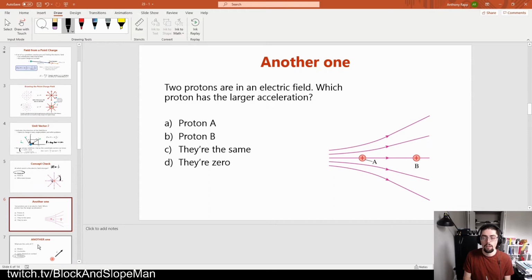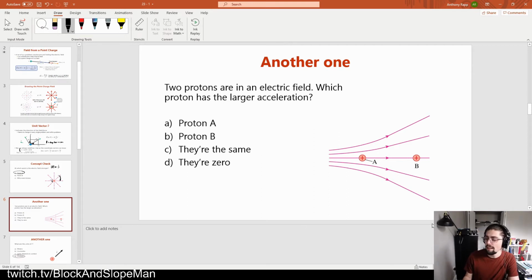So, another one. 2 protons, 1 electric field. Assume, this was an assumption that somebody pointed out that we're actually making here. Assume that the electric field is much, much stronger than the electric field from either proton, right? Just assume that the electric field is dominating here. There's no proton-proton interaction going on. Or maybe they're at separate times or something like that. Based on this picture, which proton is going to be experiencing the greater acceleration?